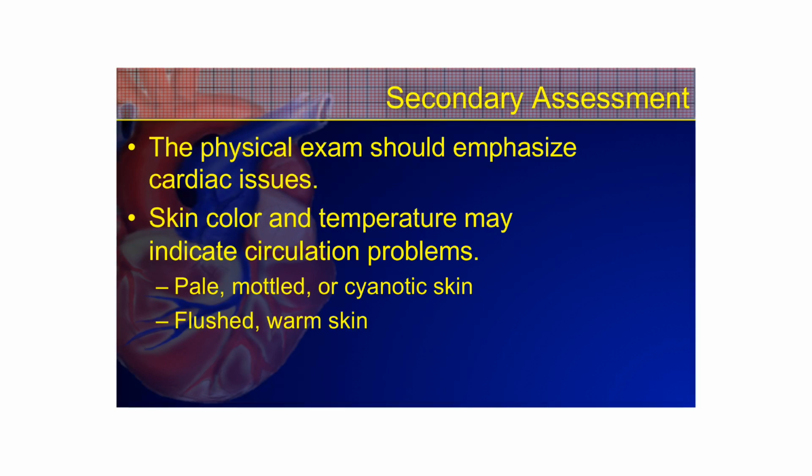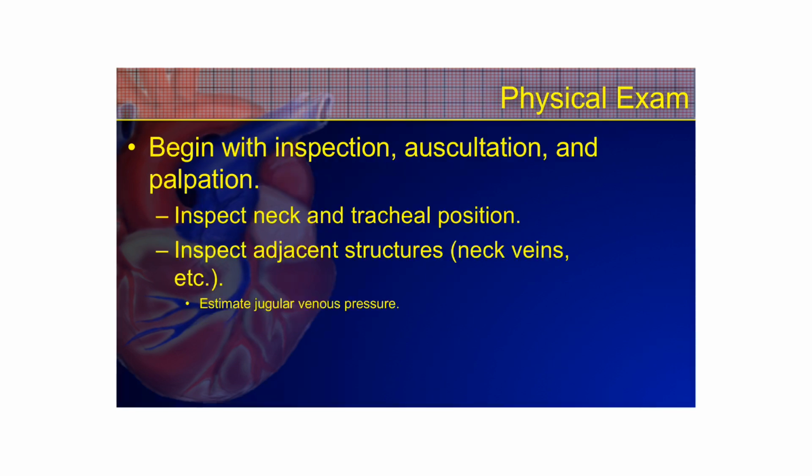You're going to move on to your secondary assessment, and then the physical exam for a patient with cardiac complaints should emphasize the cardiac condition that they have. The skin color and temperature may indicate circulation problems. Mottled skin is a bad sign of poor perfusion. Obviously, we know pallor and cyanotic skin, what they might indicate. Flushed, warm skin may be a sign of infection, such as pericarditis. They could be septic from that.